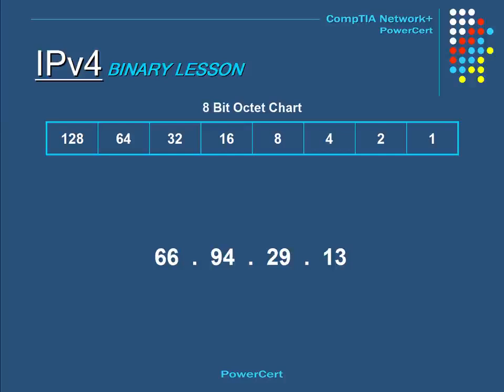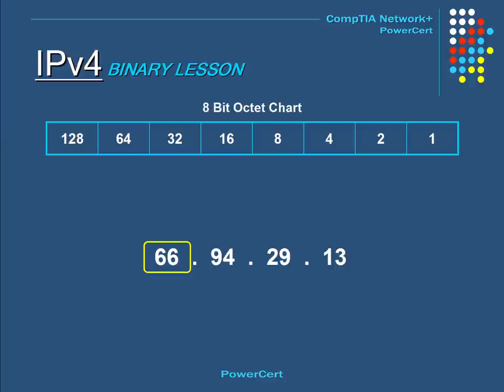So, by manipulating the 1s and the 0s in the octet, you can come up with a range from 0 to 255. So for example, the first octet in this IP address is 66. So how do we get a binary number out of 66?